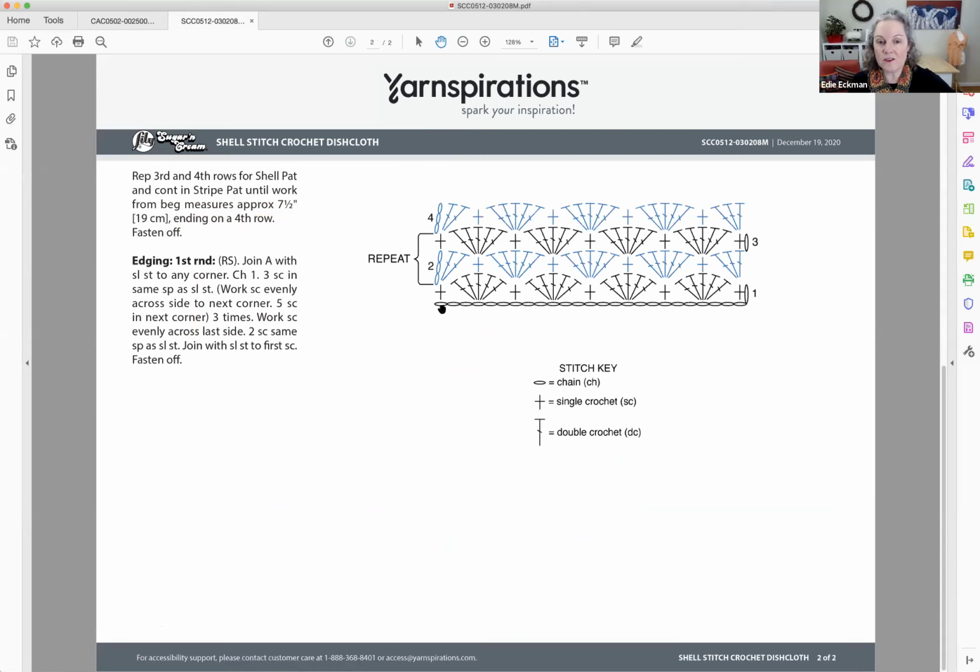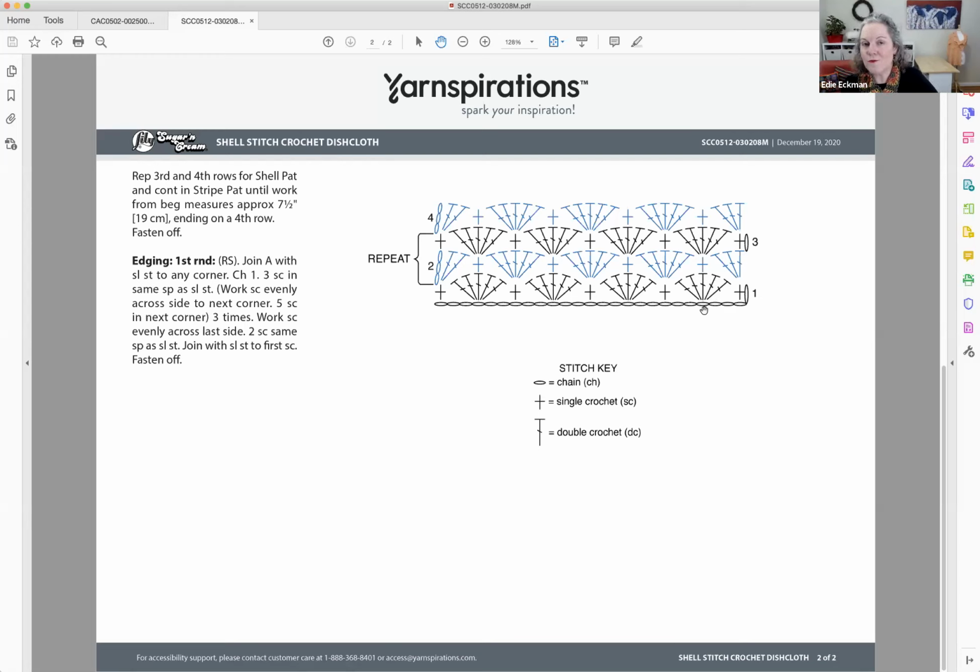But in this case, you can see I'm starting with a foundation chain. I'm doing a chain 1, and then putting a single crochet in the second chain from hook. Say my hook's going to be up here. There's the second chain from hook. Then I would skip 1, 2, and put 1, 2, 3, 4, 5 double crochets into that chain.